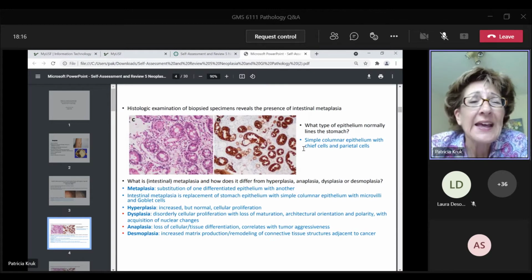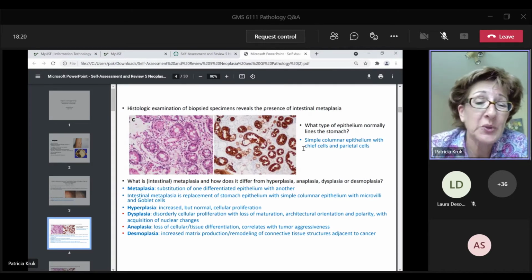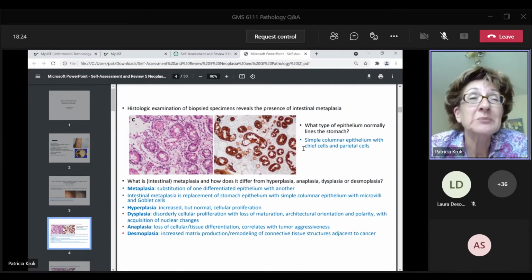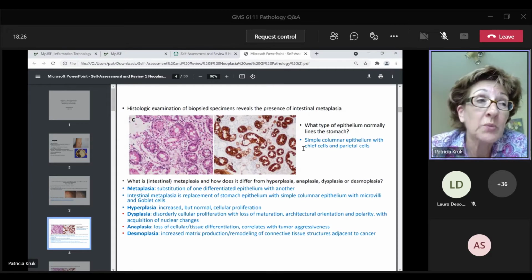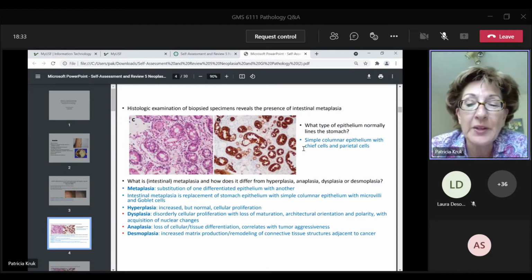And dysplasia can keep going and become more and more disruptive till we get to the point of anaplasia, where, as we'll see in some pictures I think I have later, there's just complete loss of anything that looks normal. So it just looks like a mess of things that you really can't even identify as any particular tissue type. And there's another term that we use in the cancer field called desmoplasia.